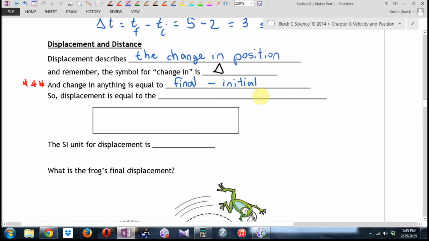You ready? Here's our first bit of reasoning. Sage, can you read to me this first line? I said displacement describes what? And what's change in anything? Final minus initial. I know it's tough to say. So you ready? We're going to put it together. Displacement is the change in what? And what's change in anything? You know what? That must mean that the displacement must be equal to final minus initial.